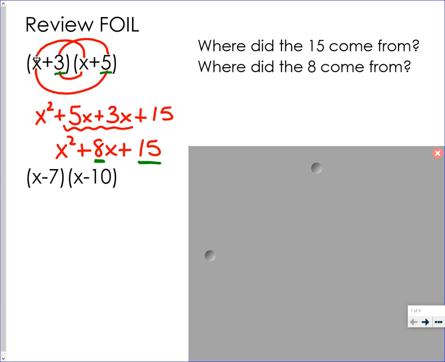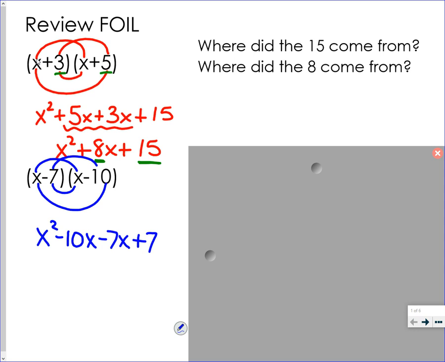So let's take a look at this one where I have x times x as my first term, so that's x squared. The outer terms, now that's x times a negative 10, so negative 10x. The inner terms, that's a negative 7x. And then the last, negative 7 times negative 10 is positive 70. And then we would want to combine like terms. So we've got x squared minus 17x plus 70.